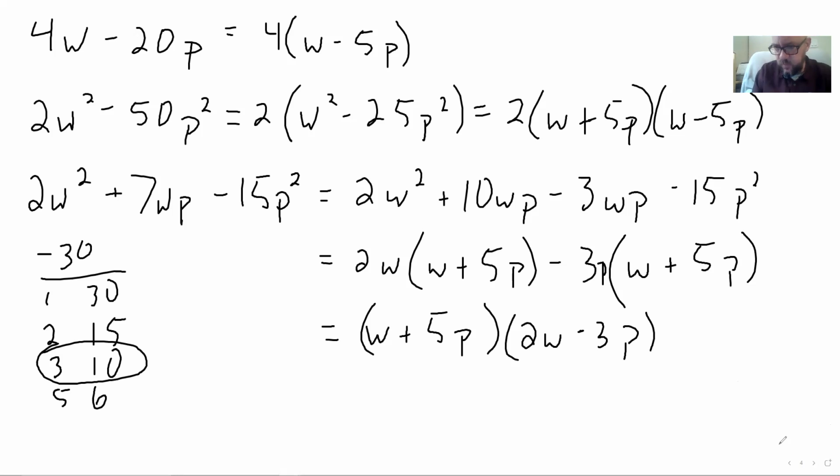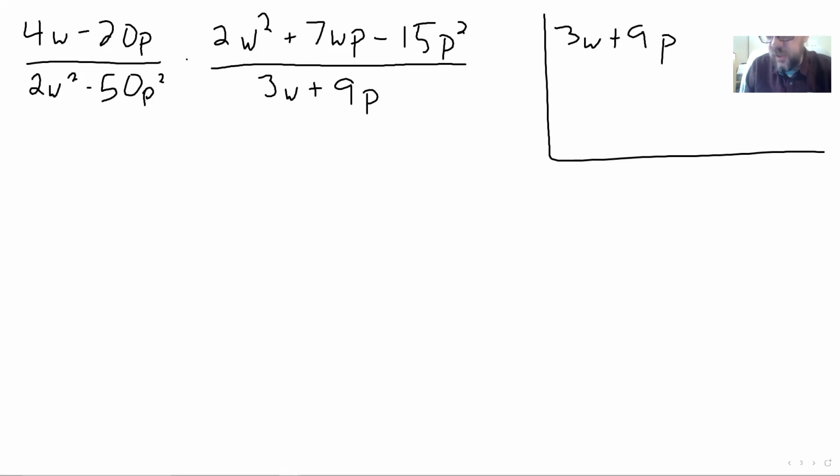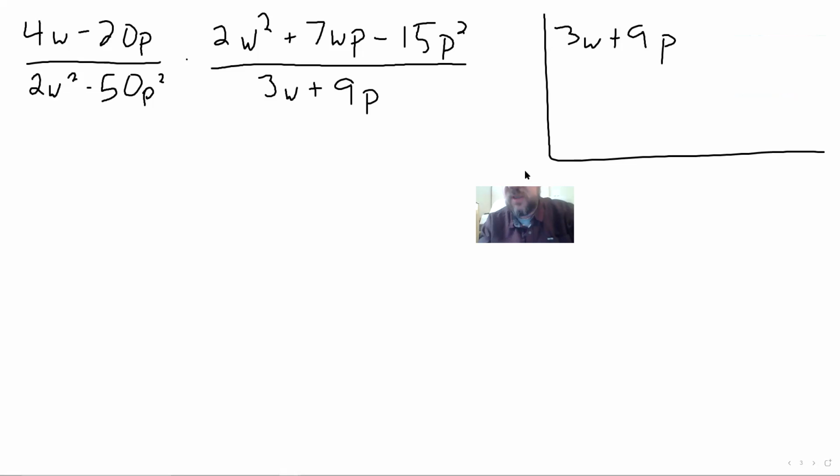I think I have enough room on the previous page to do the last one. Yeah, 3w plus 9p. I'll just block off a little area up here. Right, 3w plus 9p. Pretty clearly equal to, I made it just a little bit too narrow, didn't I? It's pretty clearly equal to 3 times w plus 3p. Okay.